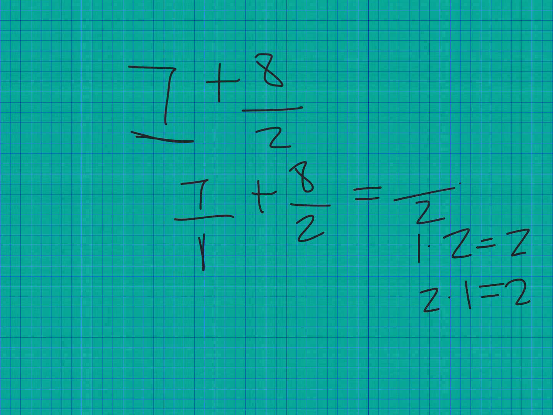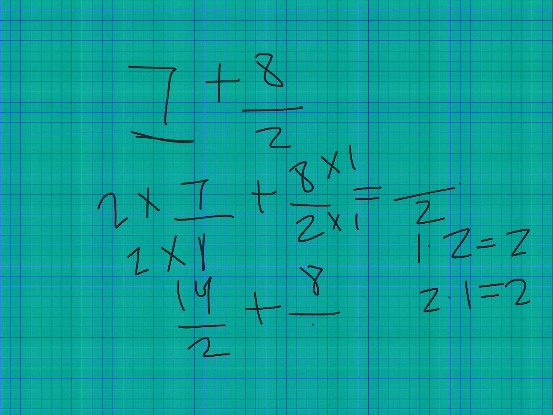So here, 1 times 2 will equal 2, so we're going to multiply here by 2, and what we do to the denominator, we're also going to do to the numerator here. So 2 times 1 equals 2, and 2 times 7 equals 14. So now let's go to this side. Here it equals 1, because to get to 2, you only have to multiply by 1. Then in the numerator, again, 1. So it would just be 8, and then 2 here.